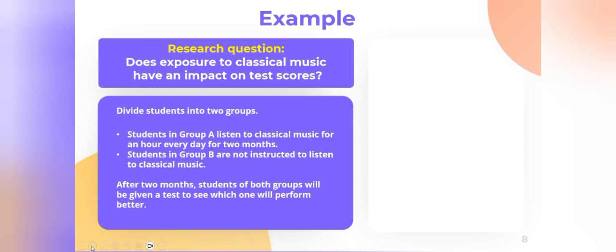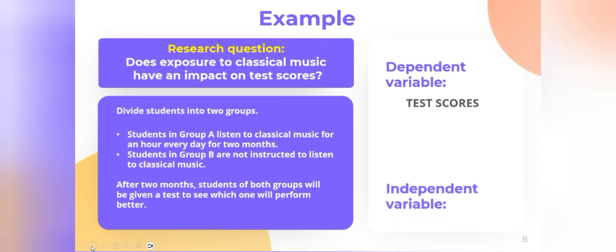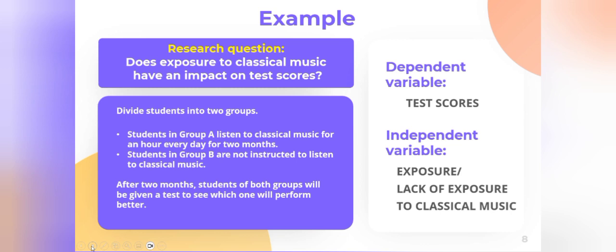So in order to answer this question, I'm going to design a research where I divide a big group of students into two smaller groups. Group A will be listening to classical music for an hour every day for 2 months, and Group B will not be listening to classical music at all. After 2 months, the students will be given a test to see which group will perform better. So for this example, I have the dependent variable, which is the test scores, and my independent variable here is whether the student was exposed or not to classical music.